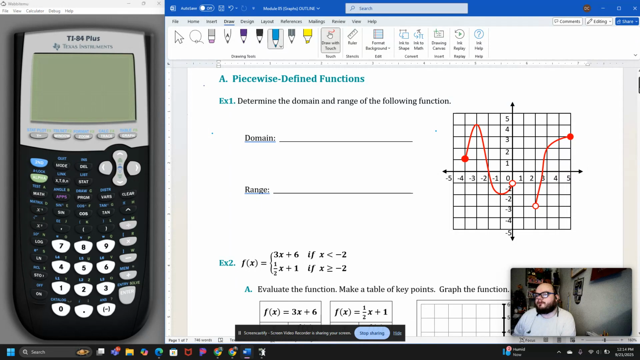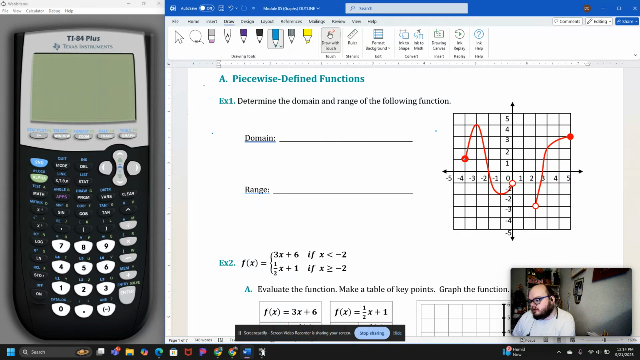This week we're going to be looking at module 5 as we enter into week 6. So we're going to start by looking at piecewise-defined functions, and piecewise functions are just functions that are kind of broken into more than one piece, hence why they're called piecewise. So we're going to determine the domain and the range of this first function, referencing our function to the right of the screen here.